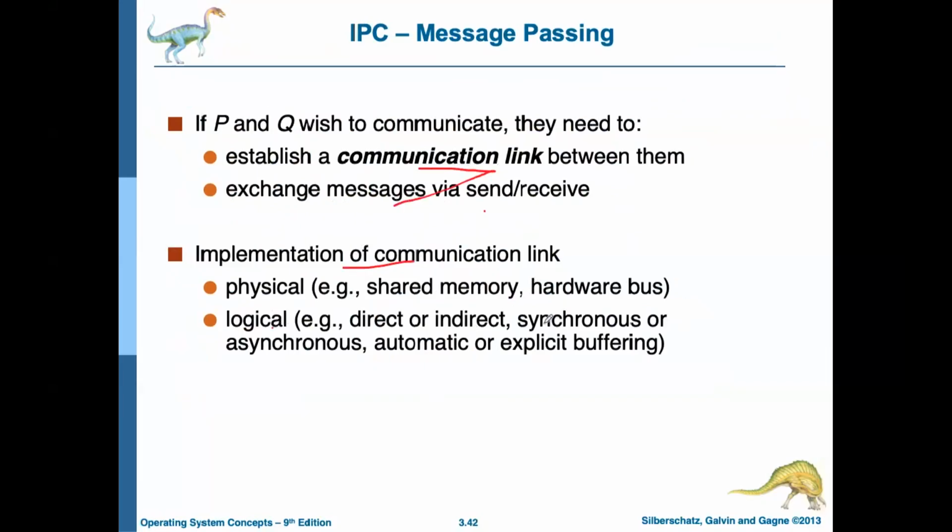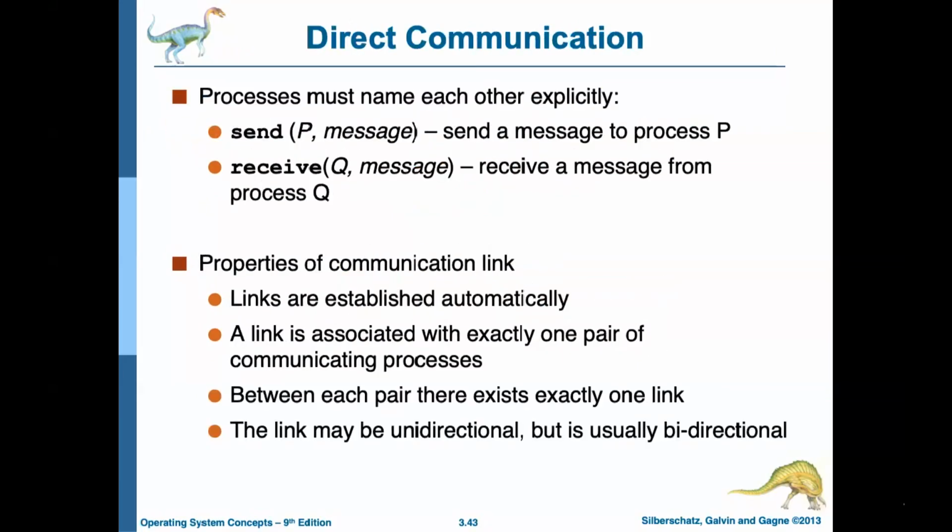The implementation of the communication link can be physical or logical. Physical, we are using a cable, or non-physical, logical, maybe we can use wireless. Okay. So for direct communication, processes must name each other explicitly: send(P, message) sends a message to P, and receive(Q, message) means receive a message from Q.